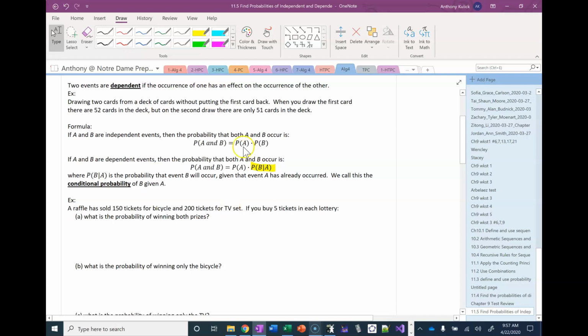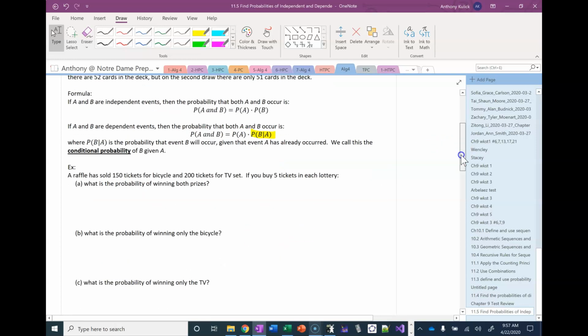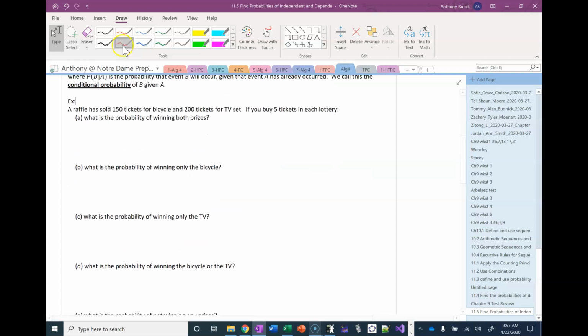Okay. So let's do some examples now to get the feel for how we use these formulas. Keep in mind, the first thing that I'm going to be doing on each of these problems is trying to identify whether the two events are independent or dependent. So throughout all of these examples, I need to be thinking to myself, what are the two events? And then based on what I know about the two events, are they independent or dependent?